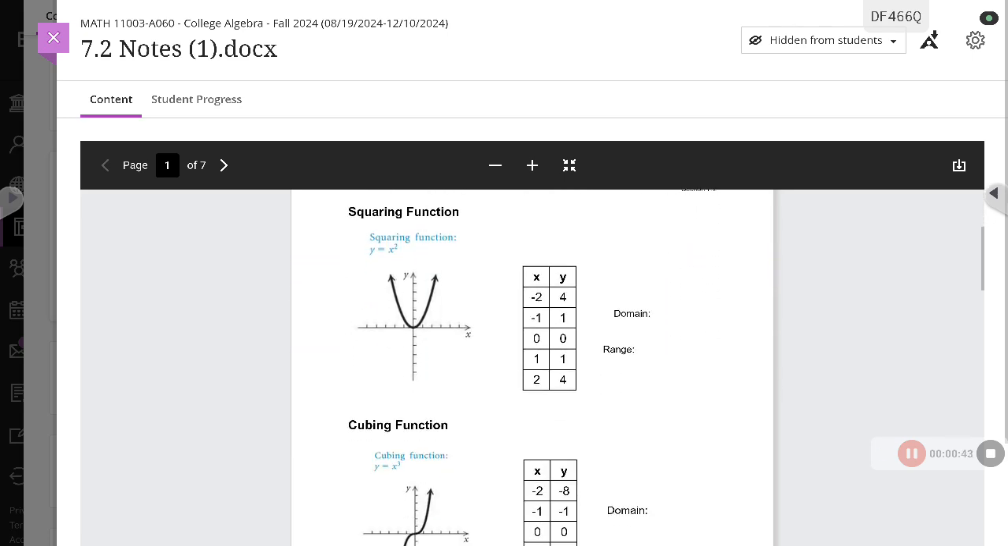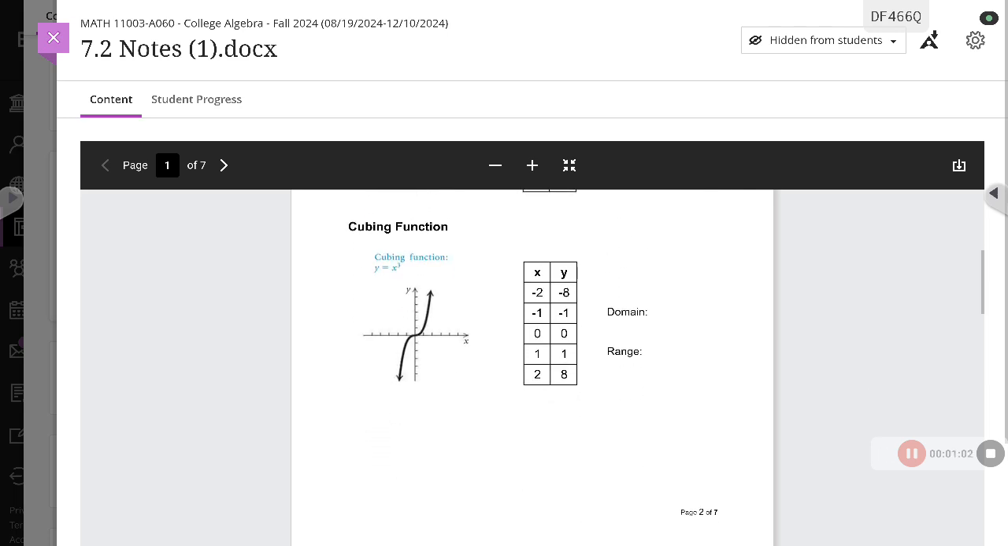Looking at the squaring function. In other words, if you're looking at this and your highest exponent of the function is a 2, it's going to be a squared graph, which makes this basic shape we call a parabola, and it looks like a U. So there's that basic shape. X cubed. In other words, if your highest exponent is a 3, you are going to be a cube function, which will have this general shape.